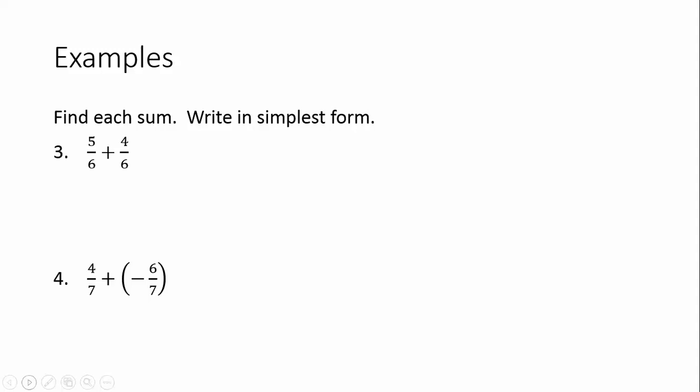If you'd like to pause the video and try a couple on your own, number 3: 5/6 plus 4/6, so 5 plus 4 is 9. We write 9 over 6, and we divide the top and the bottom by 3 to reduce the fraction to get 3 over 2, or 3 halves.